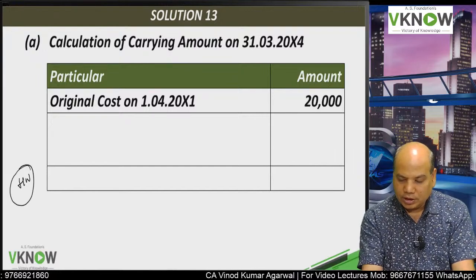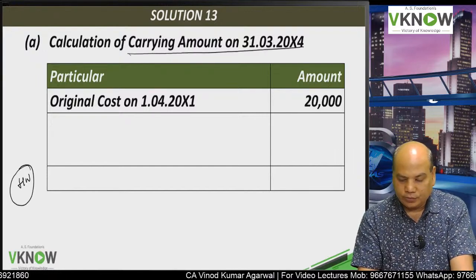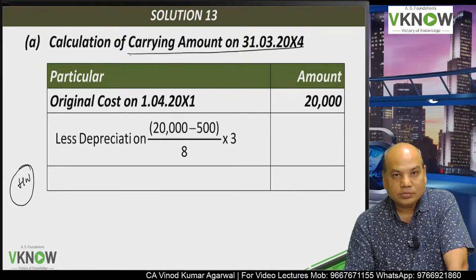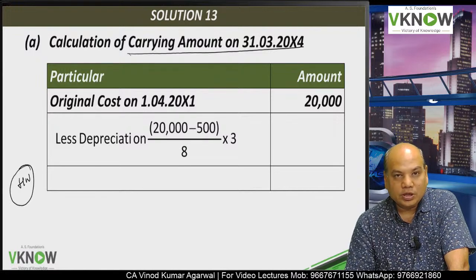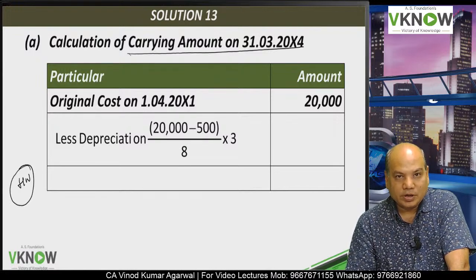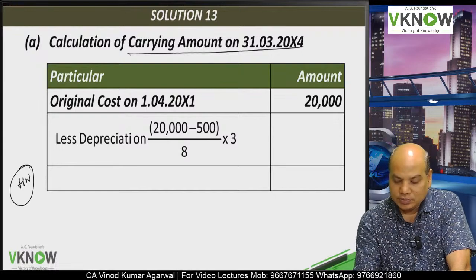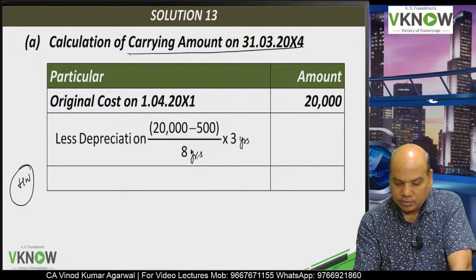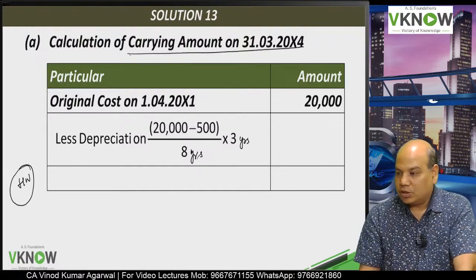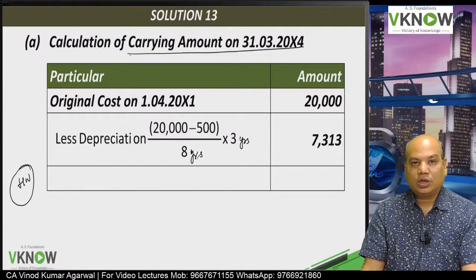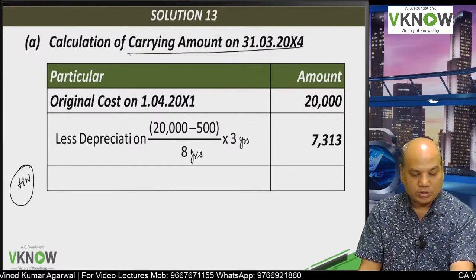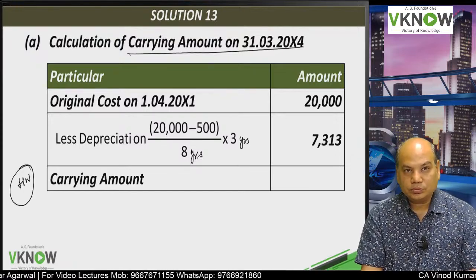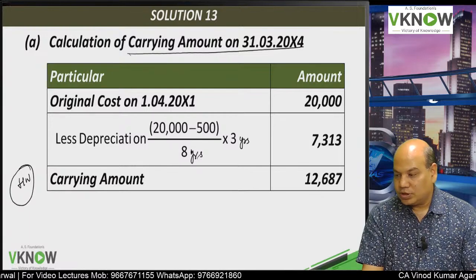So write carrying amount on 31/3/2004. Original cost is 20,000 lakh, less depreciation 20,000 minus 500 divided by 8 years, that will give you annual depreciation, multiplied by 3 years. Calculate an answer. So the total depreciation comes to 7313. Therefore carrying amount is 12687.